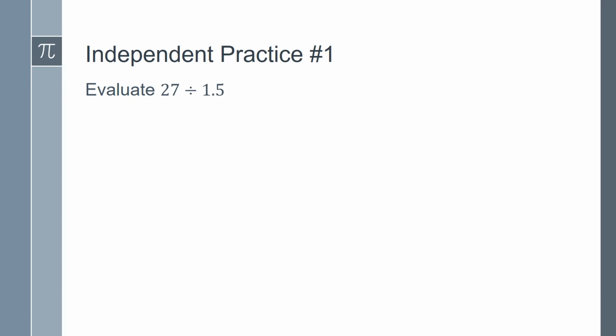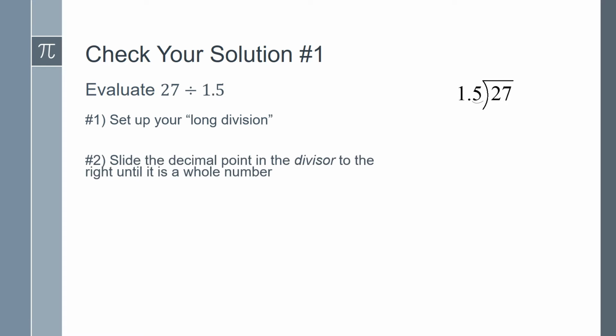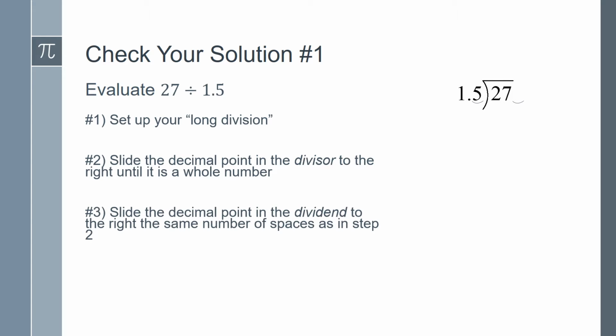Independent practice number 1. Evaluate 27 divided by 1.5. Now is a good time to pause this video and work on this problem if you have not done so already. The first thing that we need to do is to set up our long division. We have 27 divided by 1.5. We need to slide the decimal point one spot to the right in the divisor, which means we need to do the same thing in the dividend. Notice that we have an empty space, so we'll need to fill that in when we rewrite. So now we have 270 divided by 15.